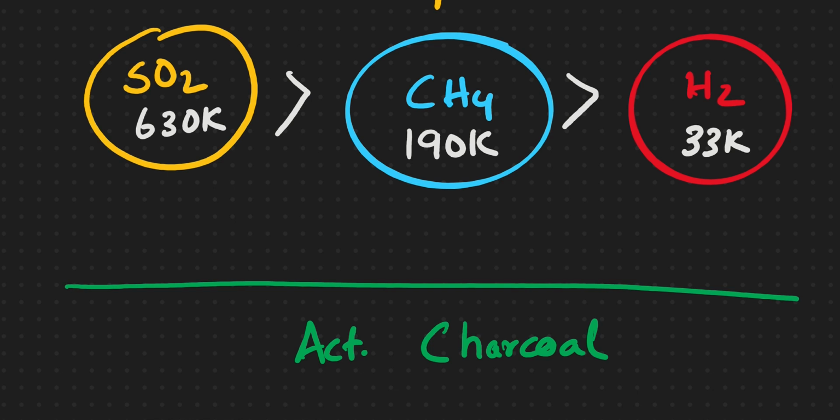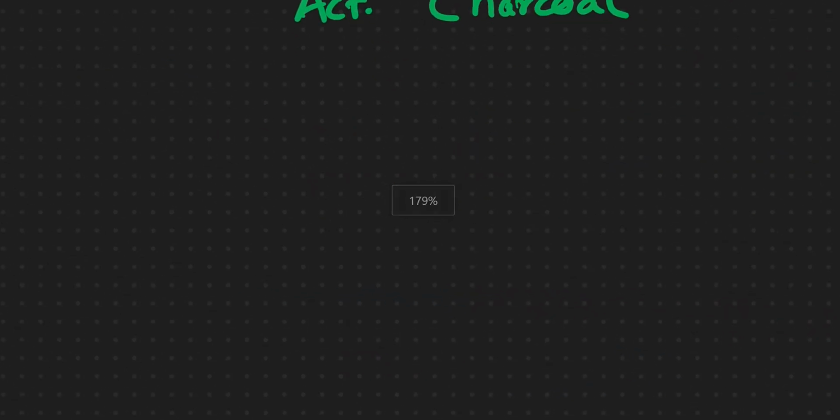So the first factor was the lack of specificity. The second factor was the nature of the adsorbate. So an adsorbate having a higher critical temperature, or easily liquefiable gases, are readily adsorbed, like SO2. Next characteristic is the reversibility. Physisorption is reversible in nature.